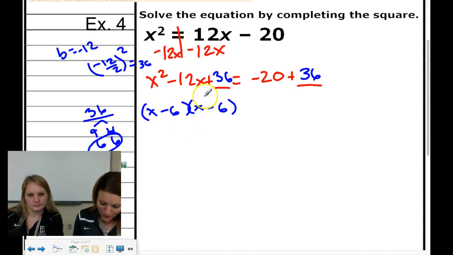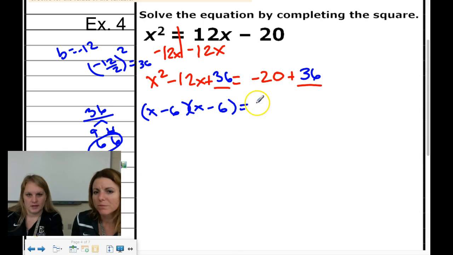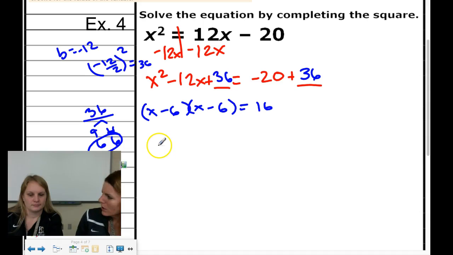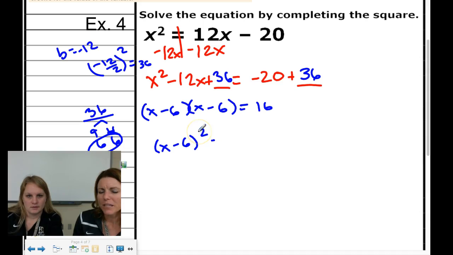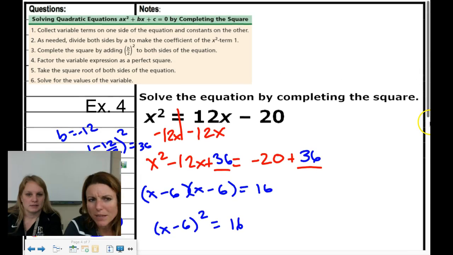Now on the right-hand side, we just combine negative 20 plus 36, which equals 16. Well, what is x minus 6 times x minus 6? We can write that as a binomial squared, which is x minus 6 squared equals 16. Right, so I'm going to do one thing now, because I've kind of ignored my steps, so I want to make sure we did this.